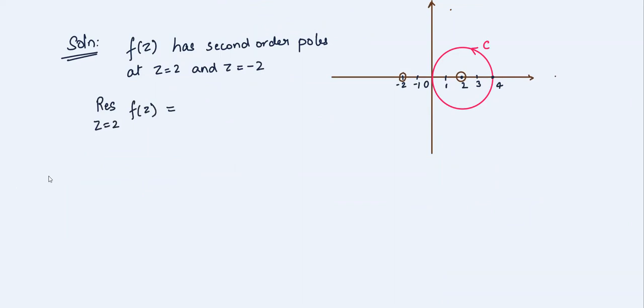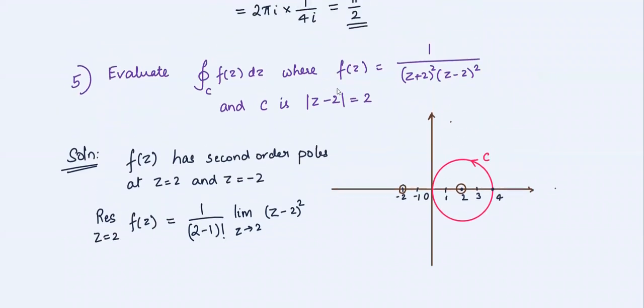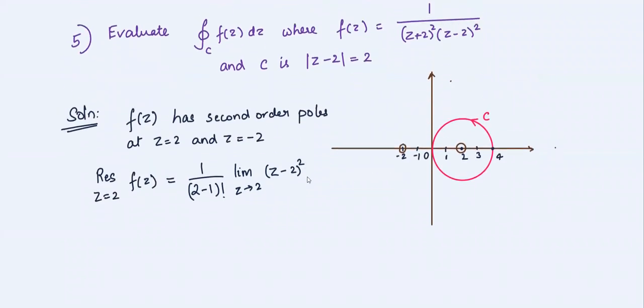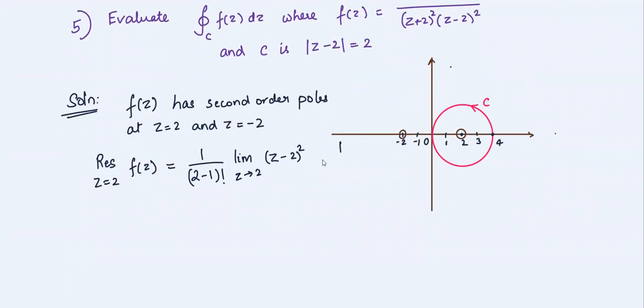How do we find it? We can use the formula: 1 by (2 minus 1) factorial, limit z tends to 2, of the derivative of (z minus 2) the whole square into f of z. I'll do the other method also. This is the easy method if we know the formula.